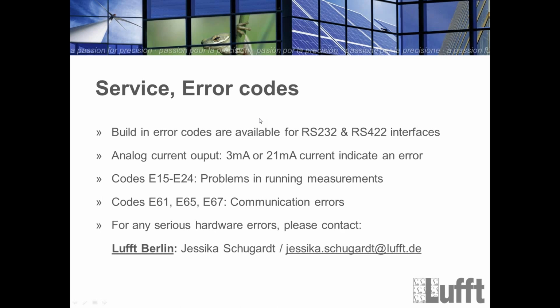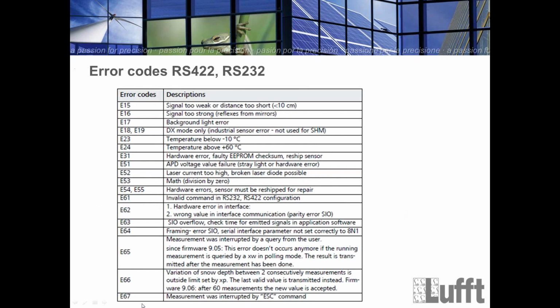The E17, E15 are the most errors due to daylight. In one case, the reflectivity of the target is getting too poor. In the other case, the background light is too high. Here you have this full list of errors. E17 background light, E16 signal too strong.